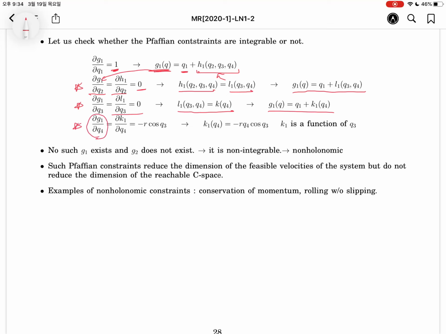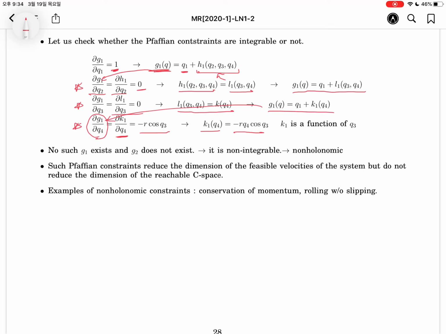Okay, the last element, ∂G1/∂Q4. Let's apply this one. Then ∂K1/∂Q4 remains. It should be minus R cosine Q3. Okay, let's take the integral of both sides. Then Q1 as a function of Q4, R minus R Q4 cosine Q3.